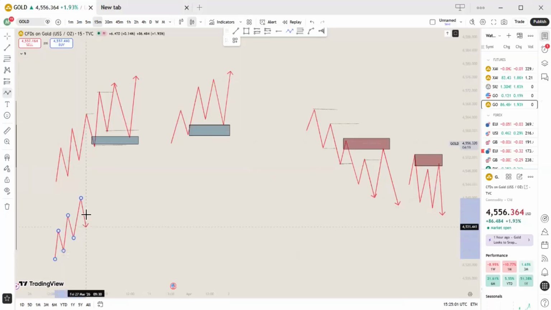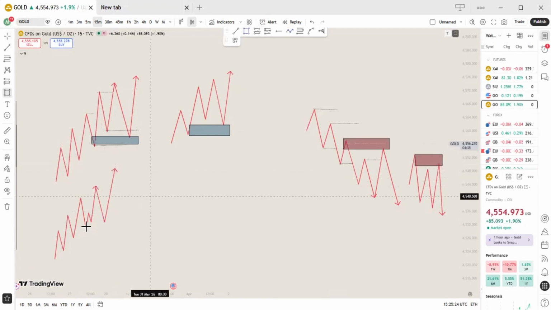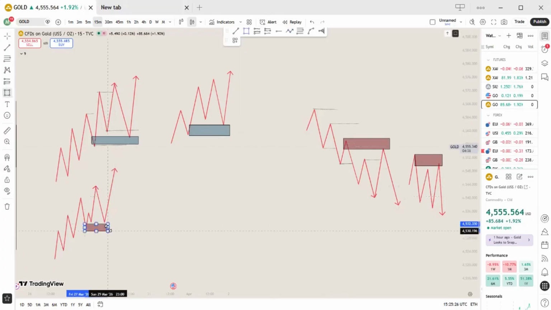Then market gave us liquidity before a break of structure. As you can see, liquidity at this high, liquidity at this high, liquidity at this high. Then you will see market come back to grab internal liquidity, which is the blue pattern, liquidity before a break of structure. Market gave us liquidity before a break of structure.